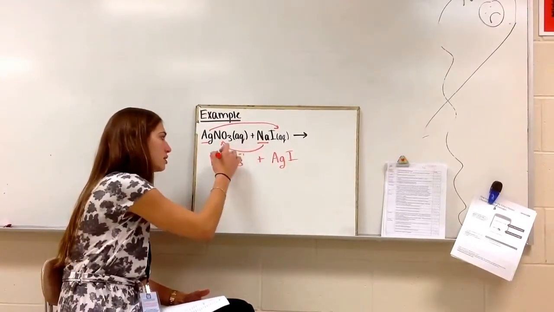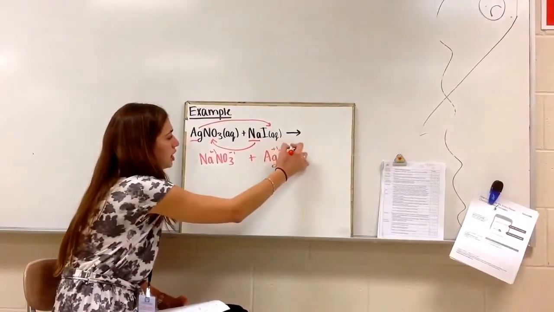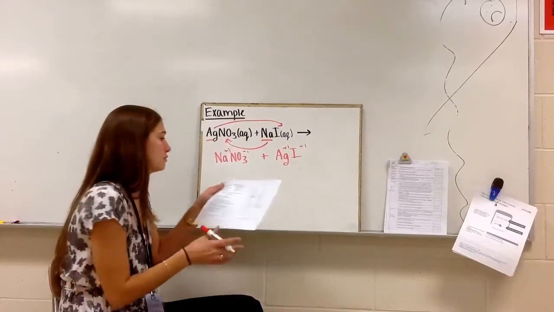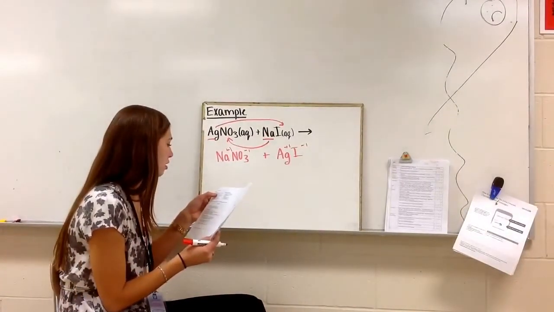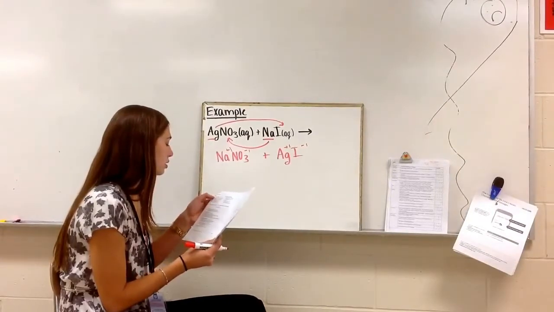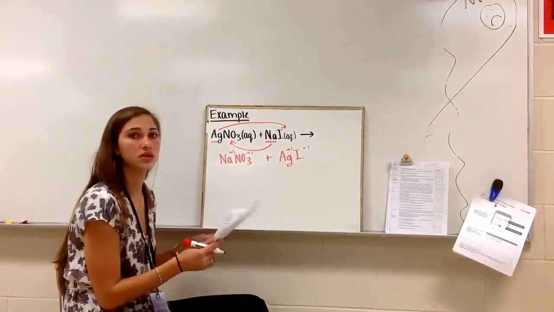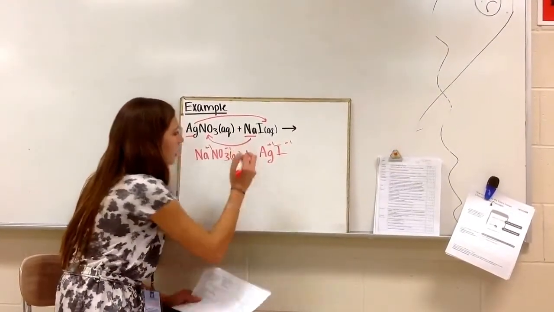So now we check to make sure our charges are balanced. Nitrate is a -1, sodium is a +1, so we're good there. Silver is +1, iodine is -1, so we're good there. It's balanced. Now we need to go to our chart. We have a nitrate here, so what does it say about nitrates? All nitrates are soluble. All nitrates, acetates, ammonium, and group 1 salts. So we have a nitrate, so it's always soluble, which means that this is aqueous.